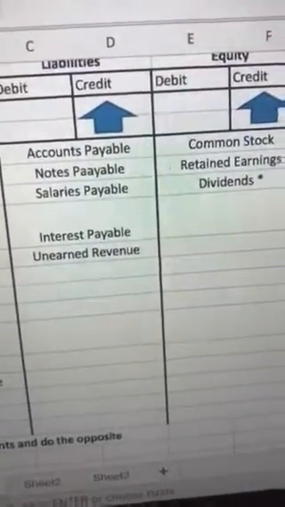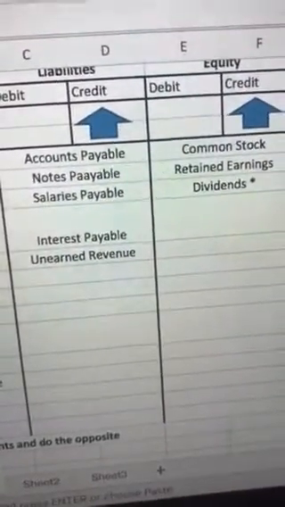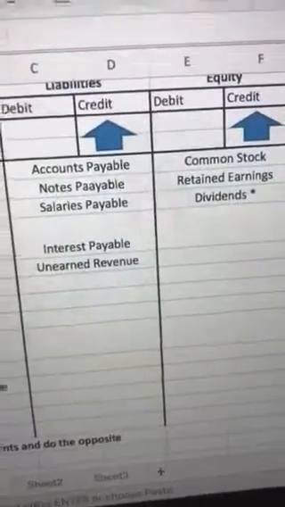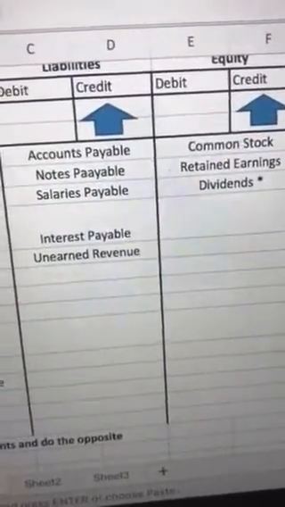We owe somebody revenue. They paid us up front. We received the cash up front, but we haven't done the service yet. So it's owed revenue. So it's basically unearned revenue. So that's our credit, because the liability increasing is a credit. So we're going to list that there, $1,200. And we're going to call that 60-day service contract.